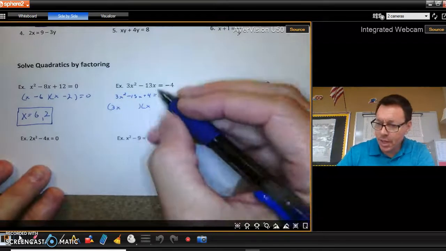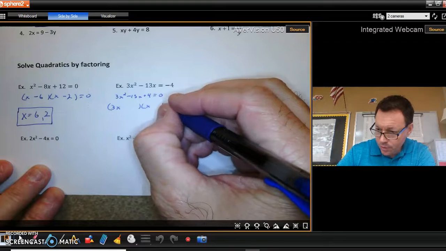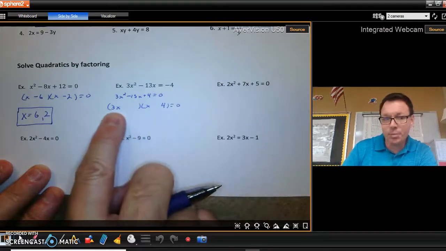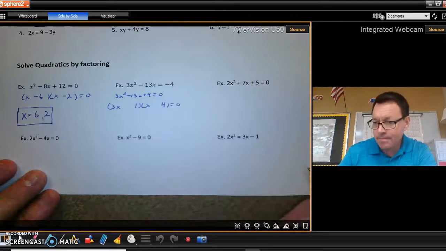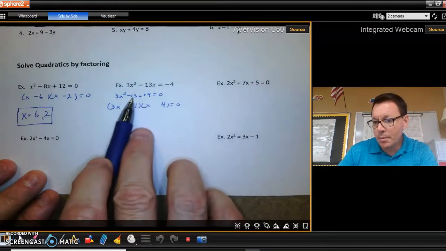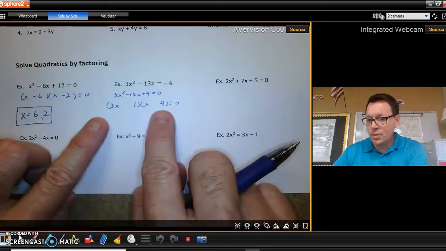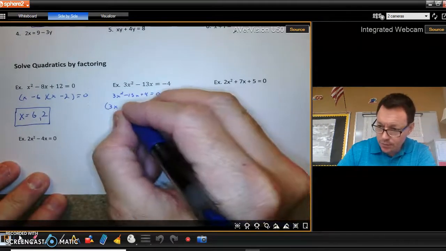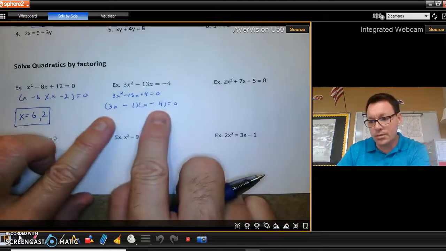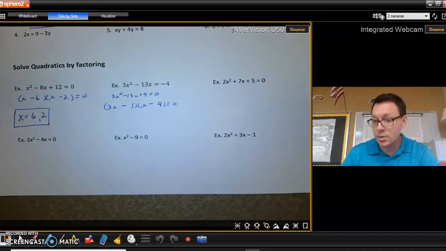So here's what I'm going to do. I'm going to factor 4 into 4 and 1. I'm going to put the 4 over here because I want it to multiply the 3x when I FOIL. I'm going to put a 1 right here. I want my OI to add up to be negative 13. So I need this to be negative, and I need this to be negative. And sure enough, if you were to FOIL that, you'd get negative 12x and negative 1x, which would give you your negative 13x. So that is correctly factored.